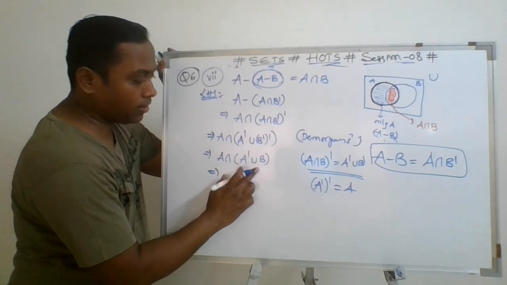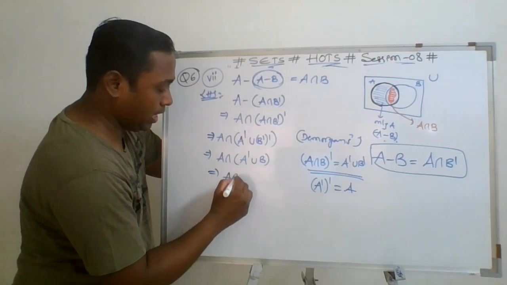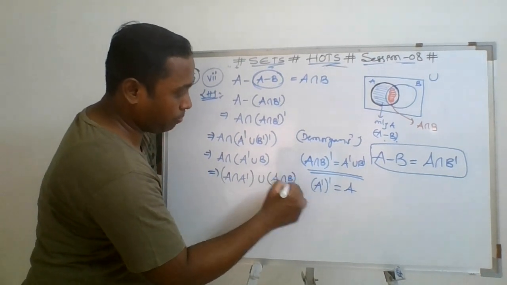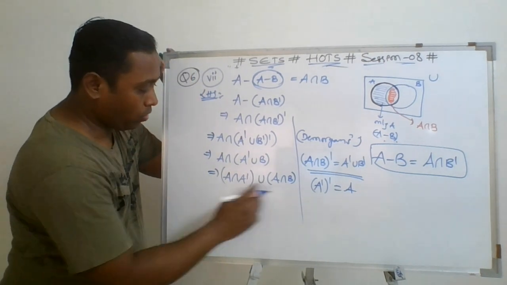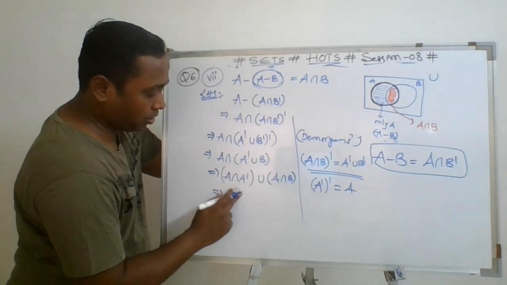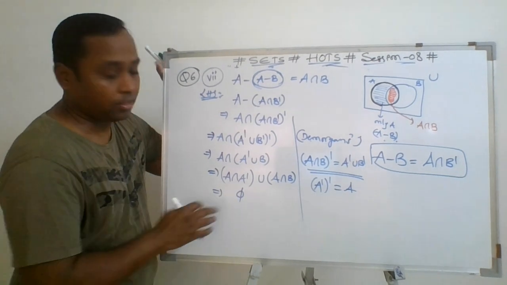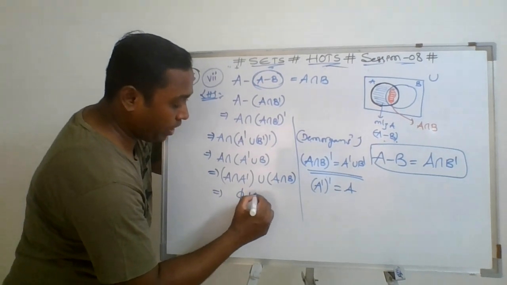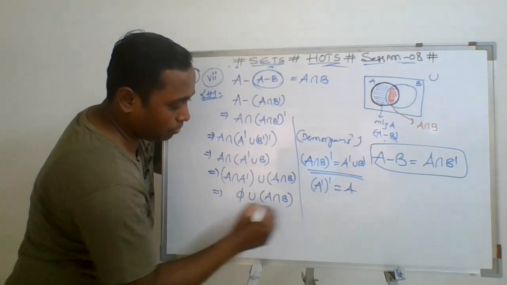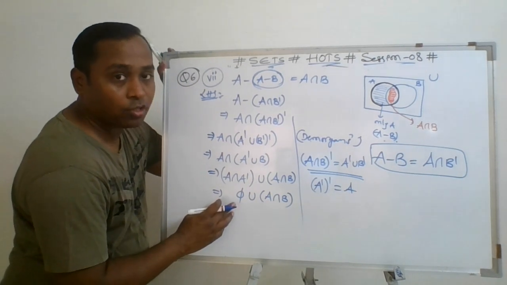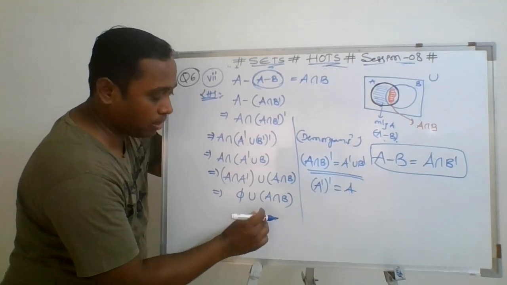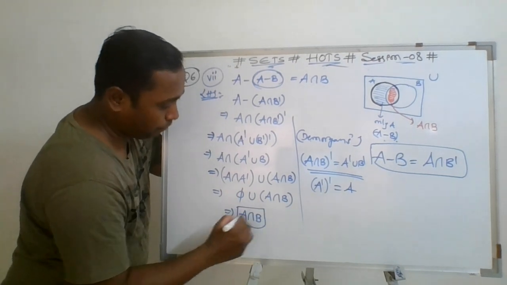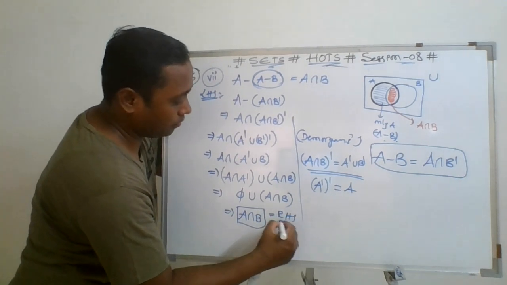Then distribute this intersection over union. So A intersection A dash union A intersection B. Getting it? So ultimately, just imagine A intersection A dash is just a null set. There is no common element between a set and its complement. Hence union, what is left? A intersection B. Now null set has no effect in the union case, so by combining these two sets what you will get? Only A intersection B. This is RHS.